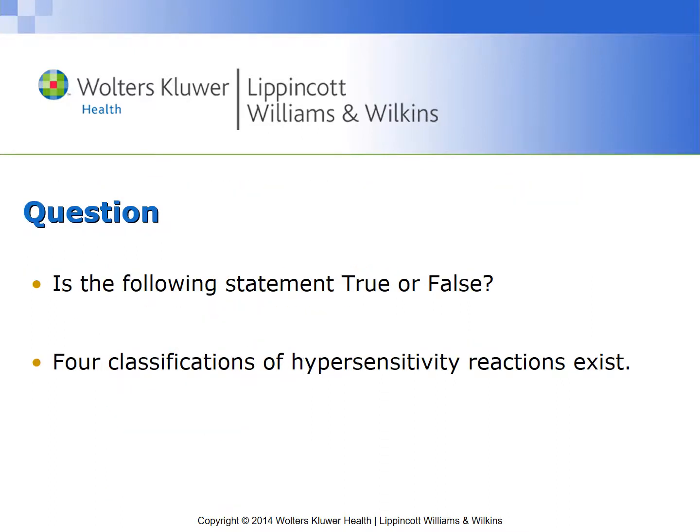So, question, there are 4 classifications of hypersensitivity reactions that exist, and hopefully you've answered yes. So just a quick review. Type 1 is an immediate response that happens to the body. Type 2 is direct damage to cell surface. Type 3 is the formation of antigen-antibody complexes. And type 4 is a delayed hypersensitivity.